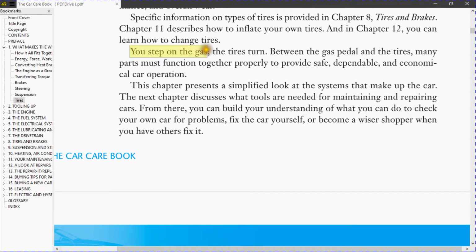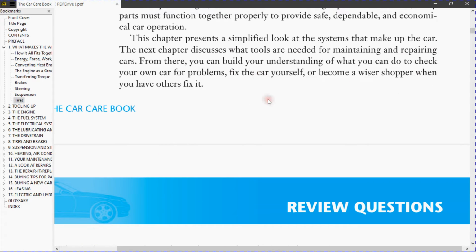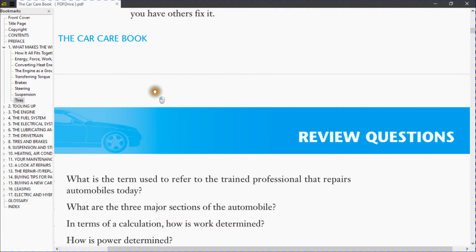So you step on the gas, and the tire turns. Between the gas pedal and the tire, many parts must function together properly to provide safe, dependable, and economical car operation. This chapter presents a simplified look at the systems that make up the car. The next chapter discusses what tools you need for maintaining and repairing cars. From there, you can build your understanding of what you can do to check your own car for problems, fix the car yourself, or become a wise shopper when you have others fix it.